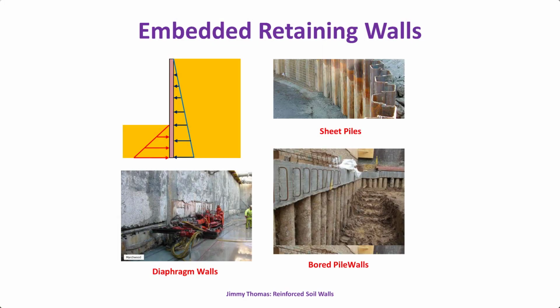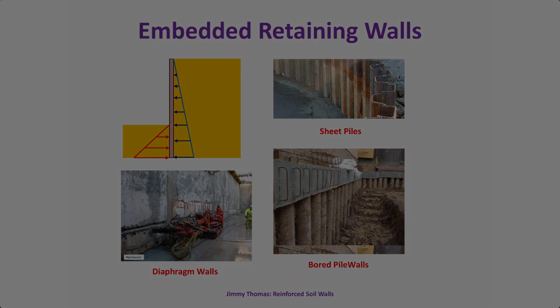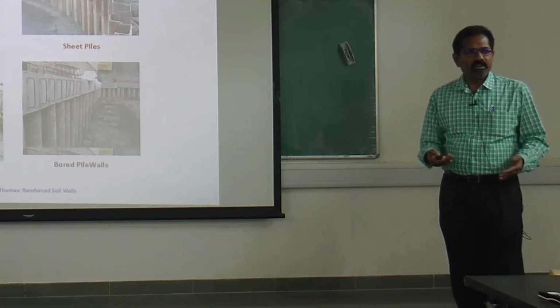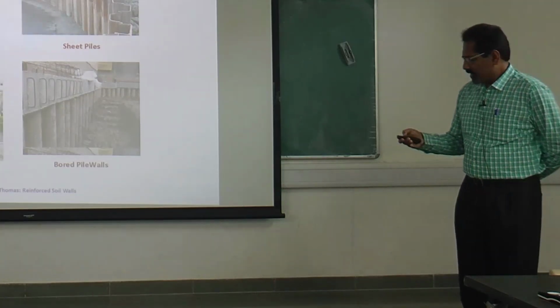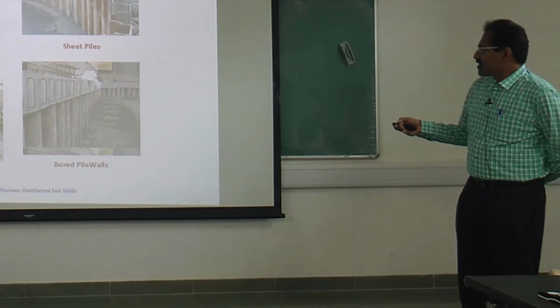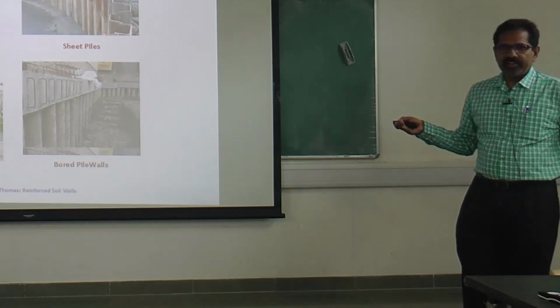Then another is embedded retaining walls. Here, these are relatively slender structures. The weight is very less, so it depends on the passive resistance mobilized in the embedded portion to resist the earth pressure. Plus, it will be subjected to bending. So sheet piles, diaphragm walls, then bored pile walls, like secant piles and tangent piles. These are all examples of embedded walls. And these are most commonly used to retain cuts.